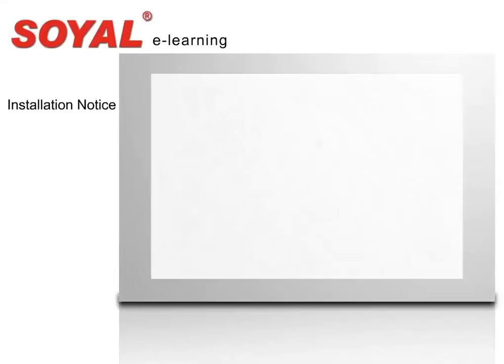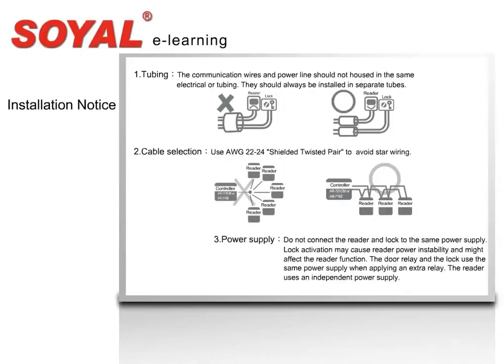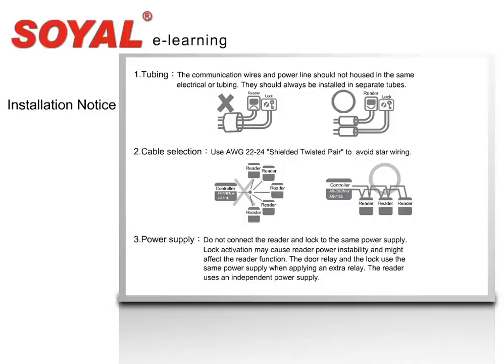Installation notice. First, tubing. The communication wires and power line should not be in the same tubing. They should be installed in separate tubes. Second, cable selection. We need to use good wire materials, like AWG 22 to 24 shielded twisted pair, and avoid star wiring.